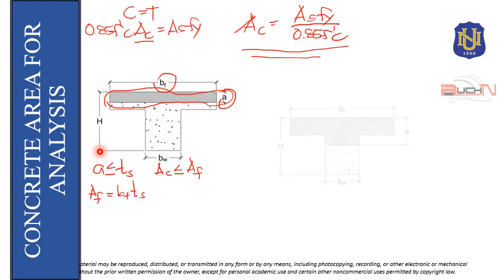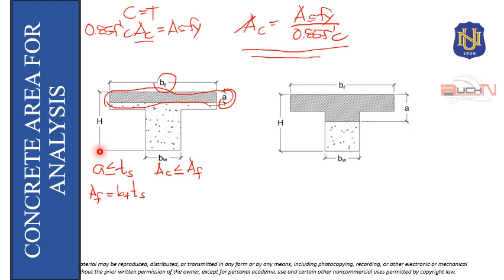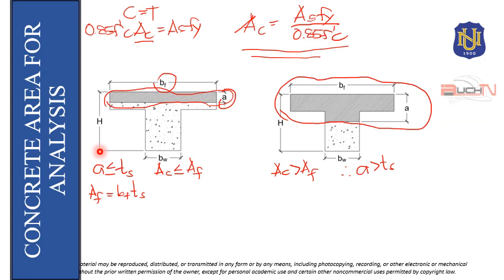Then, the next condition will be this one. Ito nangyayari if AC is greater than the area of the flange. Therefore, yung A natin will be greater than the thickness of the slab. So, kakailanganin natin dito, we have now a T-beam analysis. So, kung mapapansin mo, para ulit siyang T-beam or irregular shape na siya.